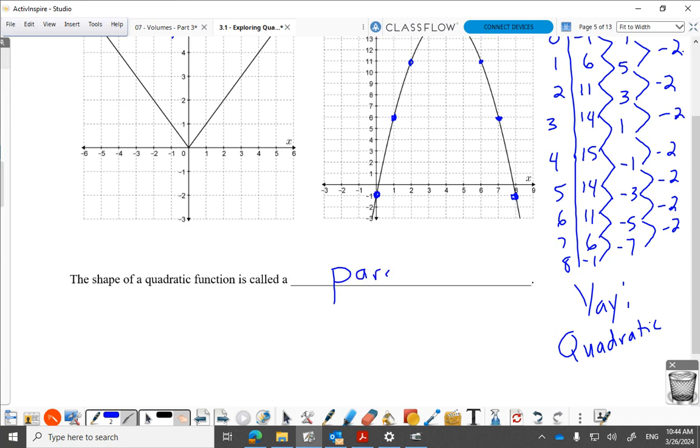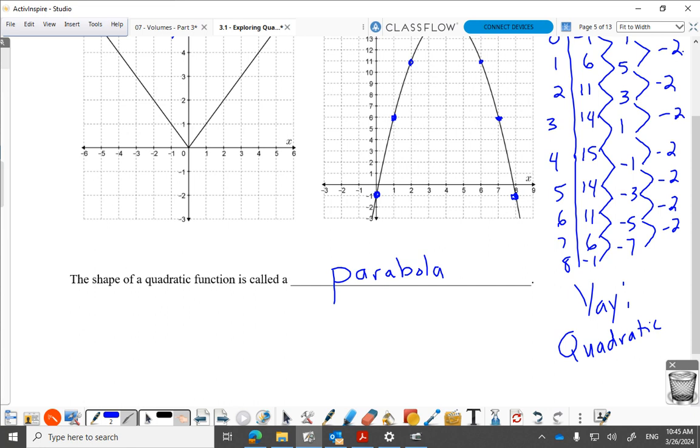Over the next few weeks, you're going to get to know parabolas very well. That's what we're going to be working on. We spent all of grade 9 and the first part of grade 10 working on lines. Now we're going to work on parabolas for a little while. P-A-R-A-B-O-L-A. Yeah, that's good.